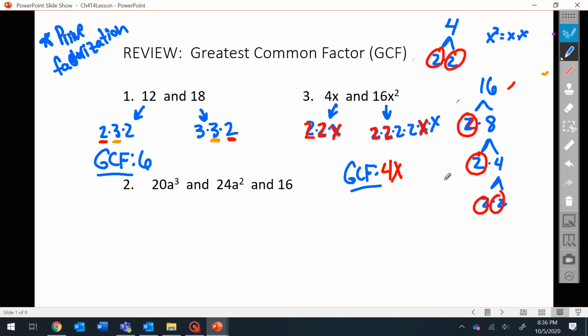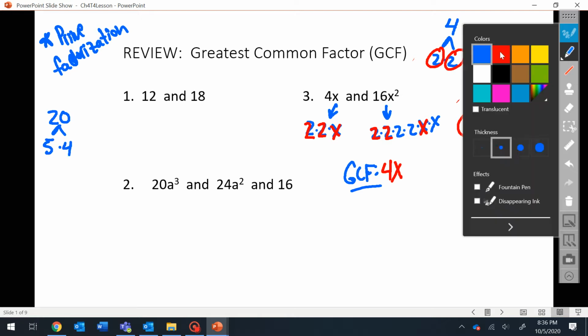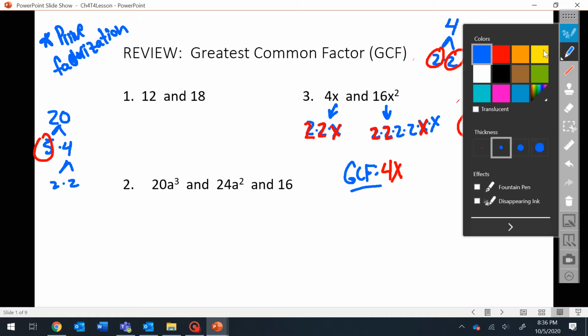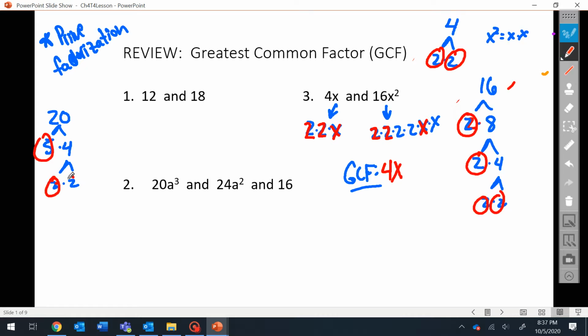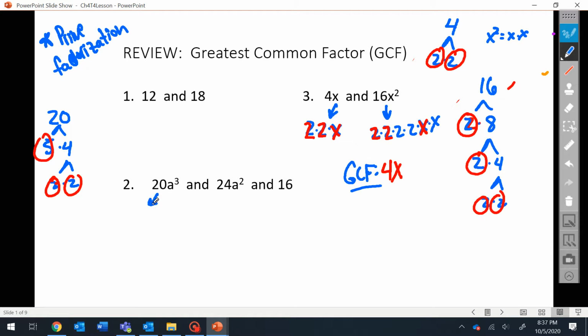Alright, let's do the next one. So we got 20a cubed, 24a squared, and 16. So we got 3 of them, so we're going to have to break them all down. So 20 breaks down into 5 times 4, 5 doesn't break down anymore. 4 breaks down into 2 times 2, and neither of those break down either. So 20 breaks down into 5 times 2 times 2. And a cubed breaks down into a times a times a.